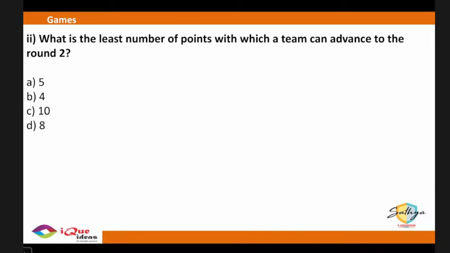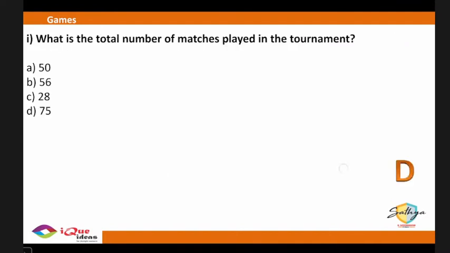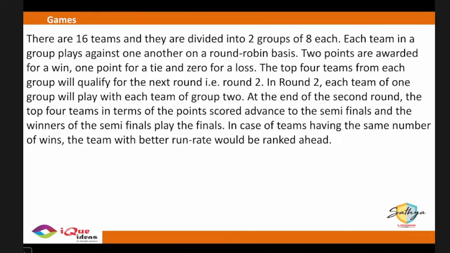The question is simple, so I will take you back to the data. Remember the question, the least number of points with which the team can advance in round 2. Your options are 5, 4, 10 or 8. Least number of points required to go to the second round: 5, 4, 10 or 8. The rules of the game are there on the screen.